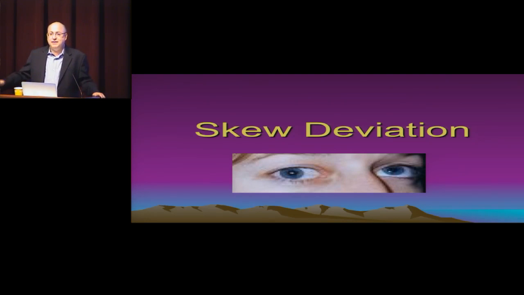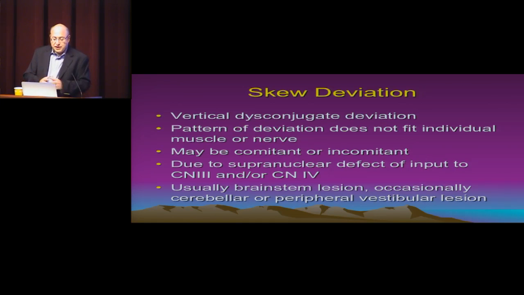It's not restrictive, and it's not due to a cranial nerve palsy. So it's due to the supranuclear input. It's from above. And it's a vertical disconjugate deviation. The pattern of deviation does not fit an individual muscle or nerve. It could be comitant, meaning the same in all directions, or incomitant. So it could be a right hyper in one direction and a left hyper in the other sometimes. That would be called an alternating skew.